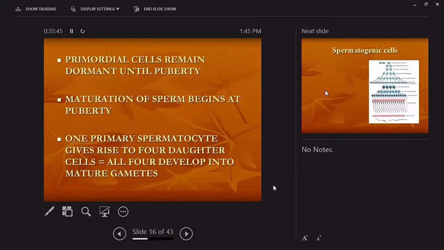Primordial cells remain dormant until puberty. Maturation of a sperm begins at puberty. Maturation, take note of the word. One primary spermatocyte gives rise to 4 daughter cells. All 4 develop into mature gametes. So, walang nasasayang, no? 4 gametes.